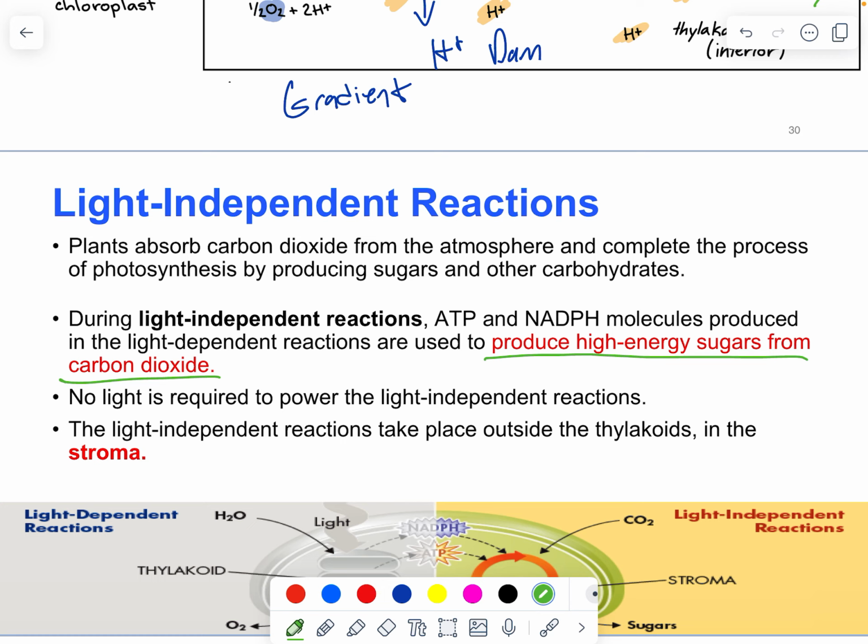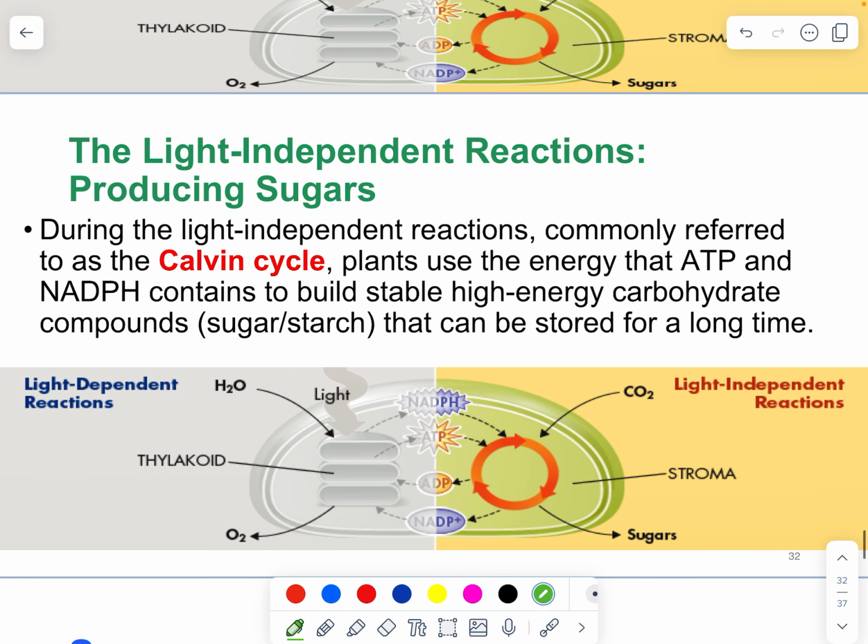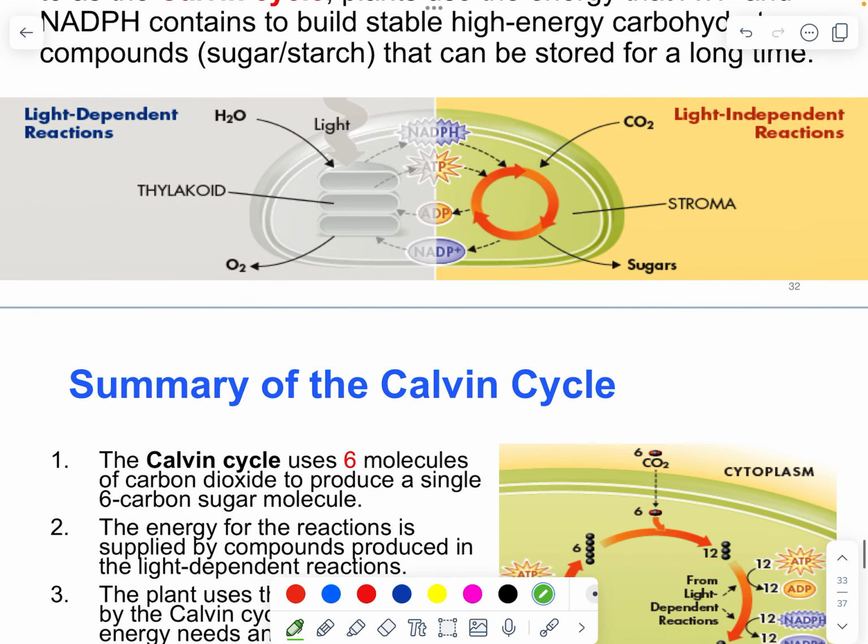No light is required. That's why it's called light-independent, so it can happen at night. And light-independent reactions take place outside. Where does it take place? One more time, in the stroma. Okay, so this is known as the Calvin cycle, named after the gentleman who found it. And again, I'll try to show you some videos.